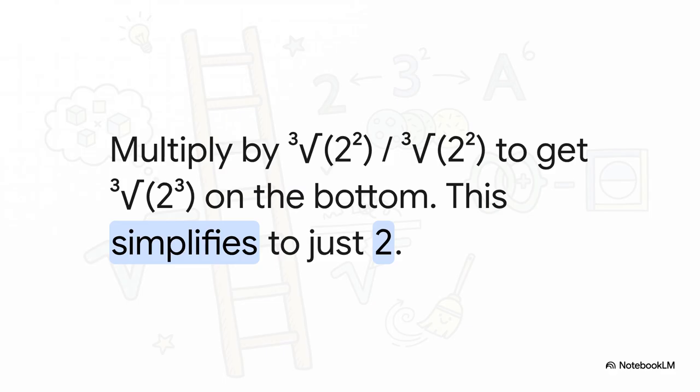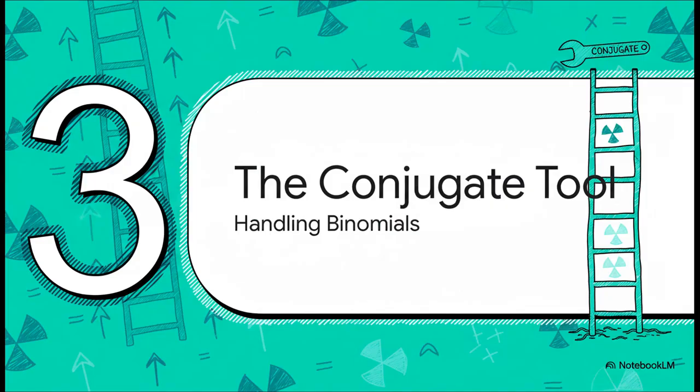The trio is complete, the radical disappears, and we're just left with the 2 on the bottom. Mission accomplished. Okay, we are moving on up the ladder. We've handled simple division, we've handled single-term radicals. Now it's time for a brand new tool to handle a trickier situation, binomial denominators.